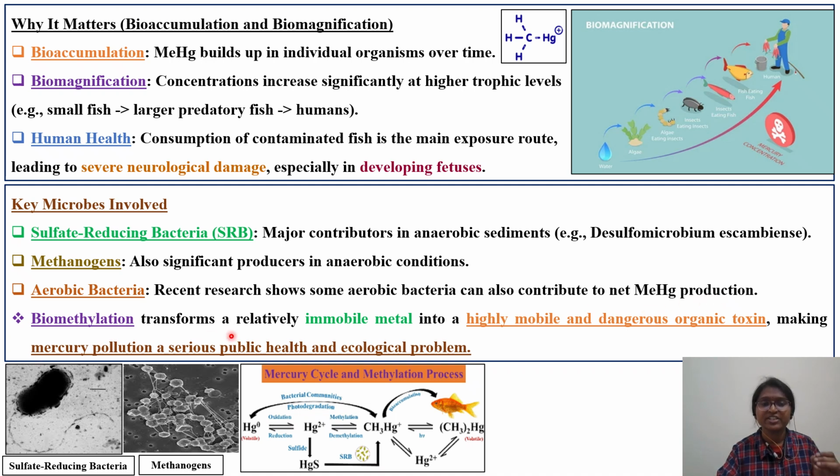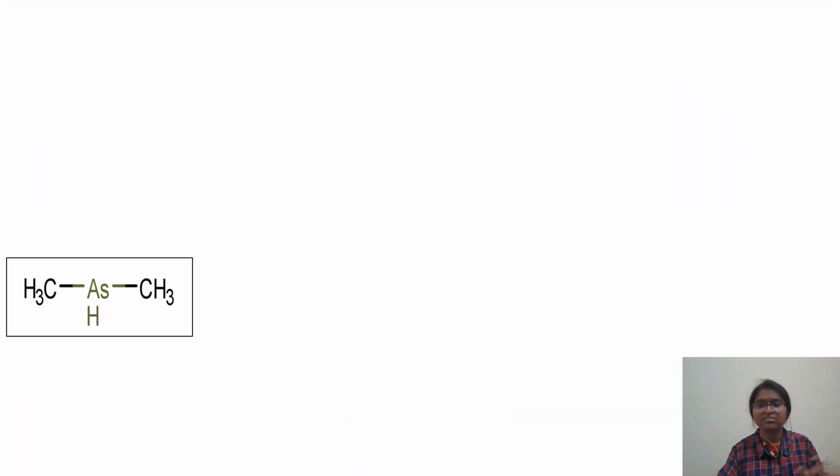Aerobic bacteria: recent research shows that some aerobic bacteria can also contribute to methyl mercury production. In biomethylation, first of all, inorganic mercury is immobile. It is not able to transfer in food, water or soil. But this immobile metal is transformed into a highly mobile, dangerous organic toxin, which is methyl mercury, making mercury pollution a serious public health and ecological problem. So please read about this conversion; I kept these sulfate reducing bacteria and methanogens which are involved in the biomethylation process. Okay, so this is the biomagnification food chain you can see. Also read the important chapters in Klesenka, and the diagram is very clearly given.